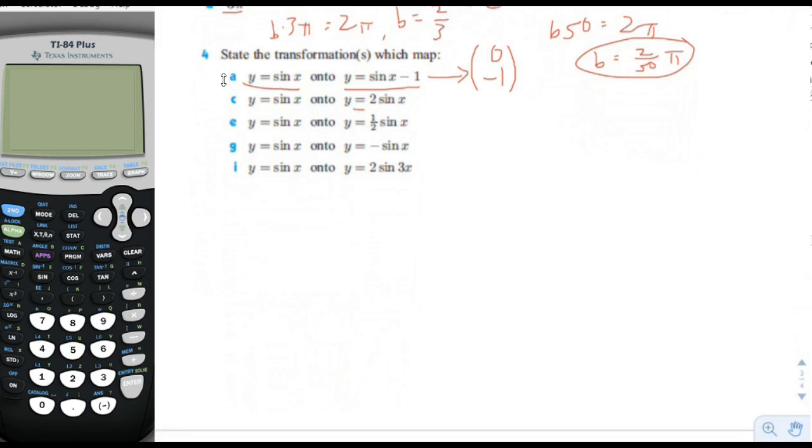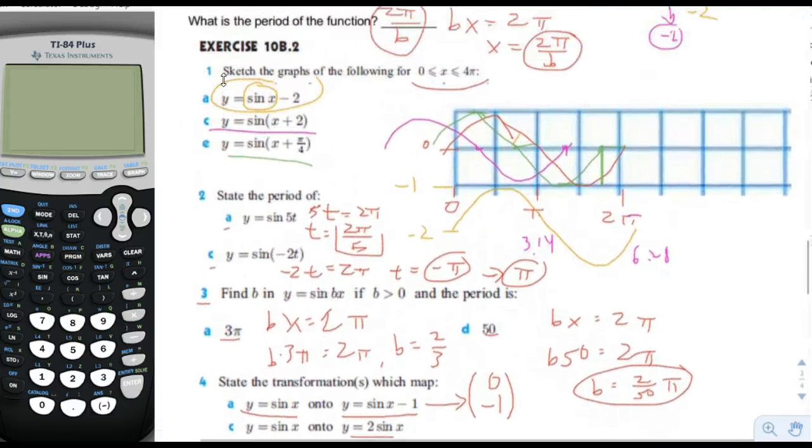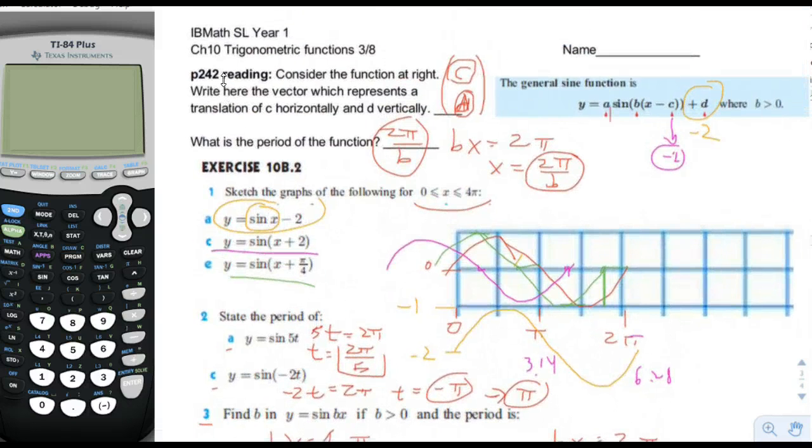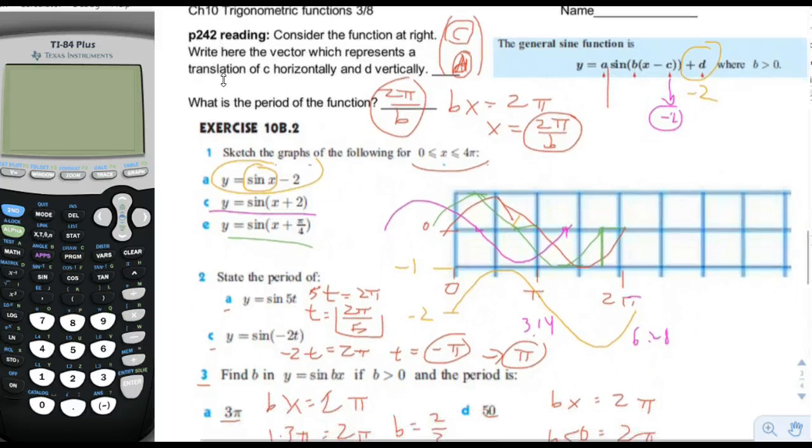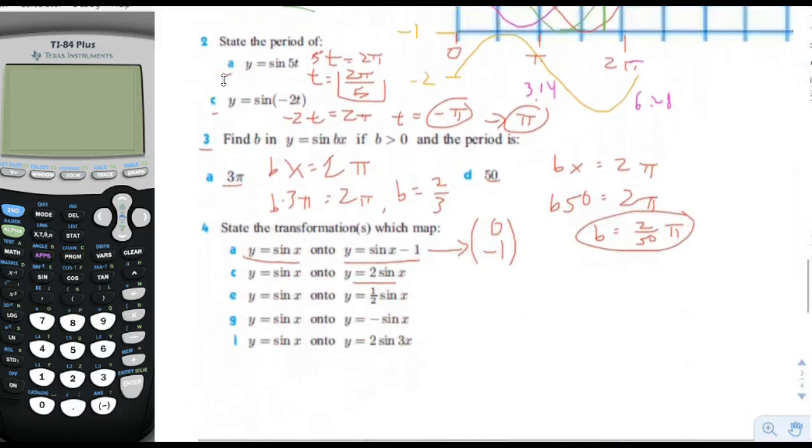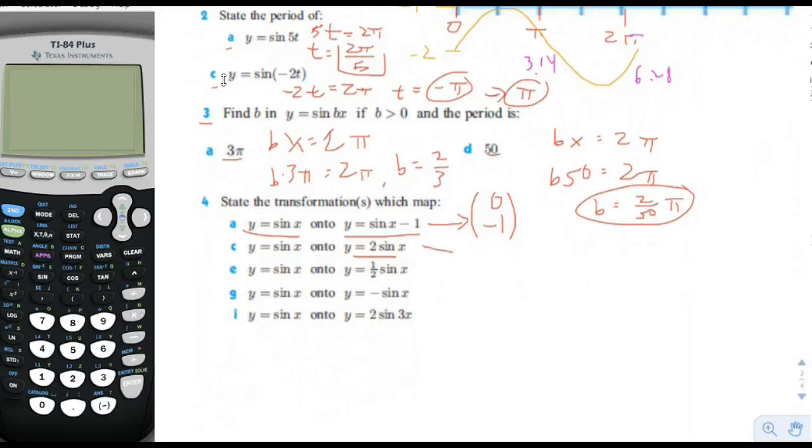Now sine x becomes y equals 2 times sine x. So that's saying that the a factor becomes, now remember the a factor, it's right there. So the a factor becomes 2, so that means it's a vertical stretch by 2. Okay? And then for this one, it would be a vertical stretch, or it would be shrinking actually, by 1/2.